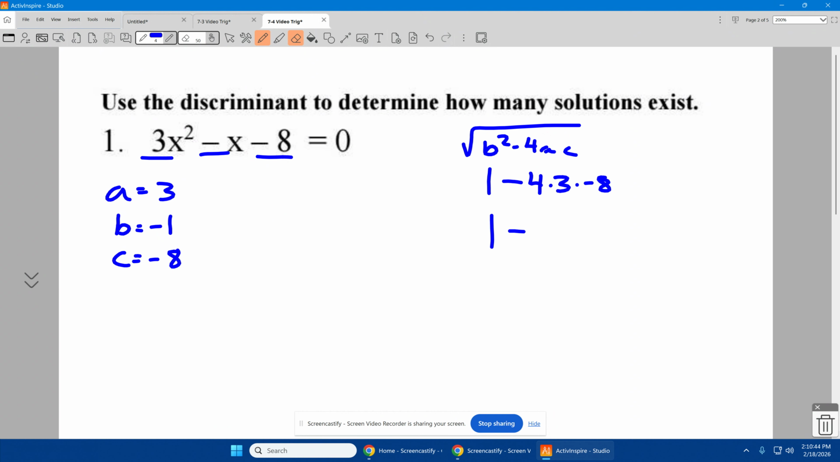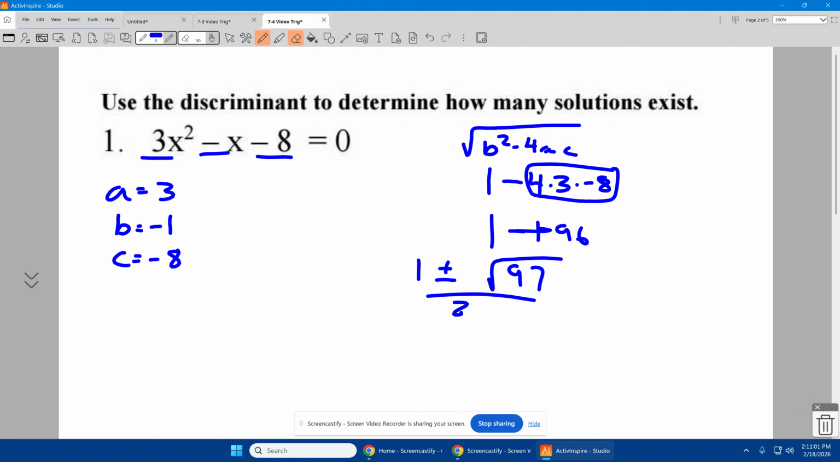So it's 1 minus, these multiplied right here are going to be -96. So that's going to change to plus. So you're going to end up with something like the opposite of b, which is 1, plus or minus this, all over 2 times 3, over 6. So you're going to be adding it, dividing by 6, subtracting it, dividing by 6. You're going to get two solutions here.